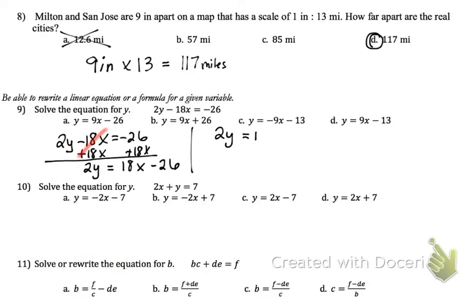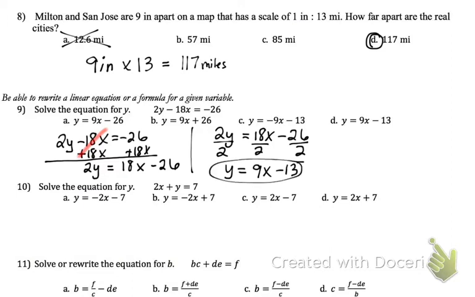Now, we have one step left before we have our y alone. We need to get rid of the 2. We're going to divide every single term by 2. You can't just divide the 18x by 2. You also have to divide the negative 26. So we get y equals 18 divided by 2 is 9, and negative 26 divided by 2 is negative 13. So there's our answer. So we get D.